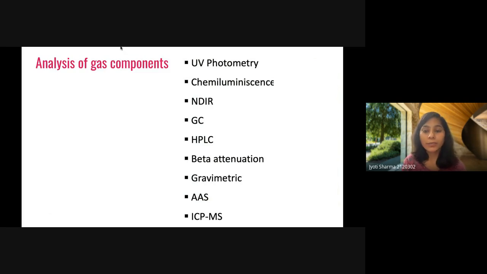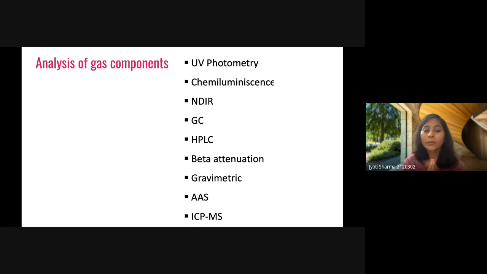Okay, this one is after sampling. You already have collected the air, right? You have collected the particulate matter. You have collected different kinds of gaseous pollutant in liquid, in solid, and even you have done the grab sampling. And now you need to analyze the concentration of each of these pollutants.